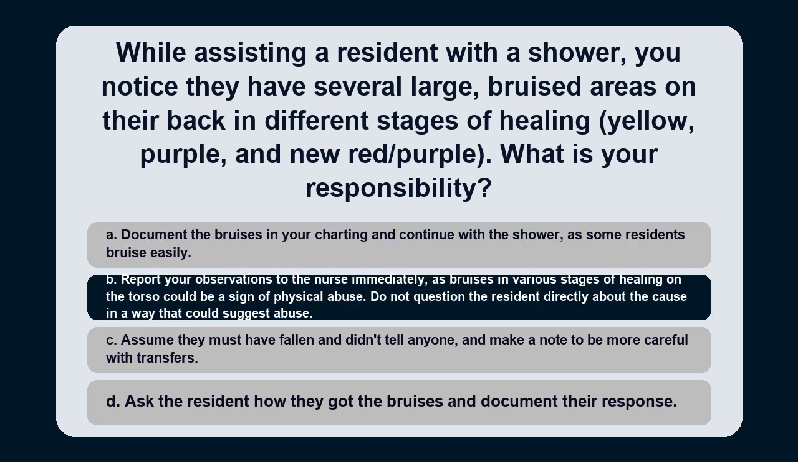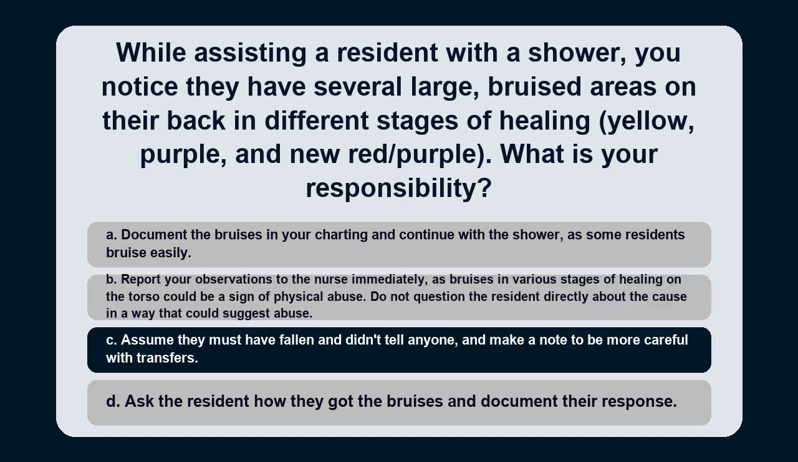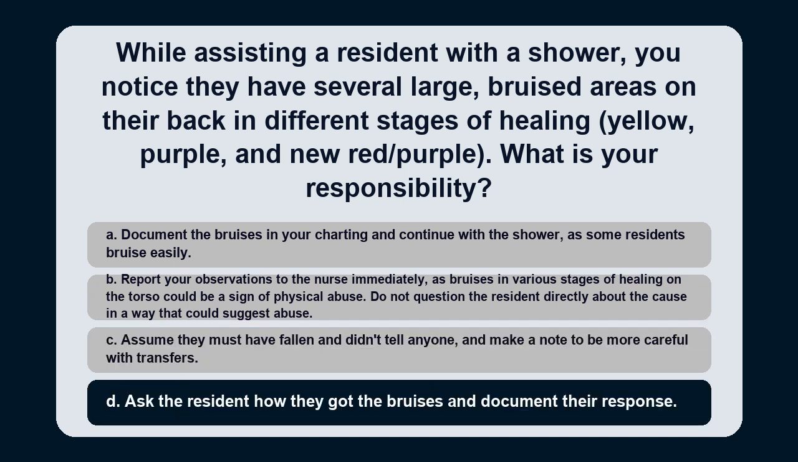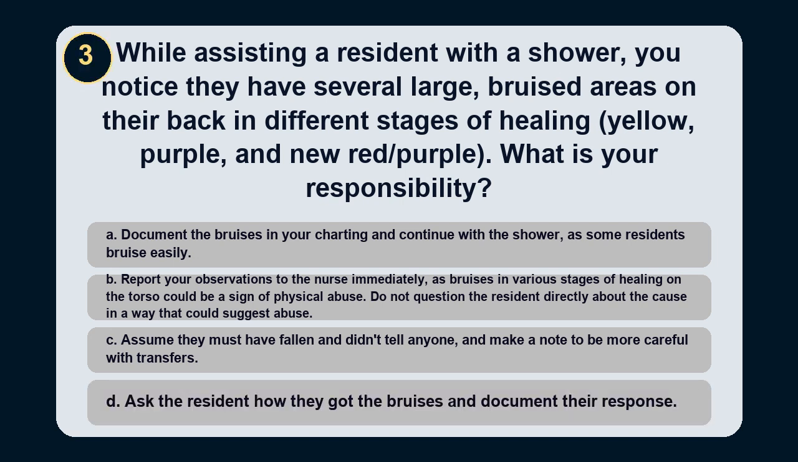Option B. Report your observations to the nurse immediately, as bruises in various stages of healing on the torso could be a sign of physical abuse. Do not question the resident directly about the cause in a way that could suggest abuse. Option C. Assume they must have fallen and didn't tell anyone, and make a note to be more careful with transfers. Option D. Ask the resident how they got the bruises and document their response.